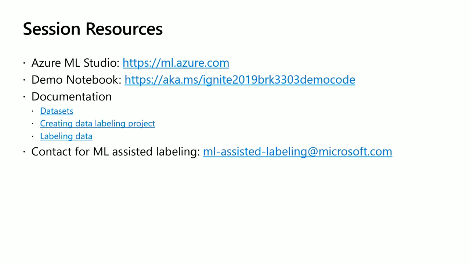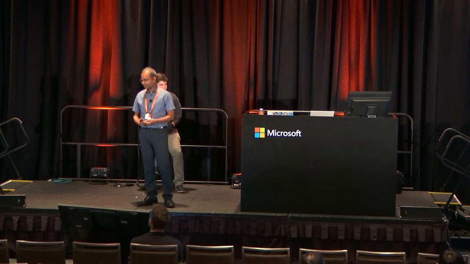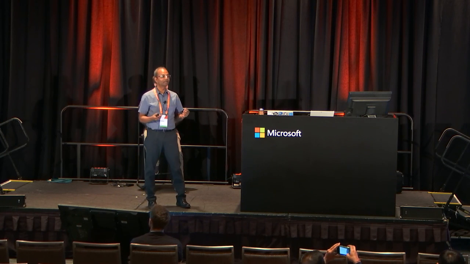So that concludes our session for today. We talked about Azure Machine Learning in general, and then we talked about data sets and what kind of benefits data sets bring to you. And then we looked at the data labeling capability that we are launching at Ignite and how you can take help of domain experts to label your data. We showed how you can take the label data and train a machine learning model using this.